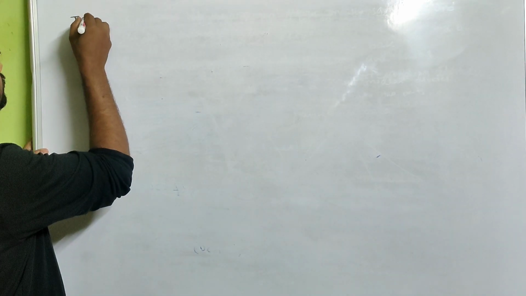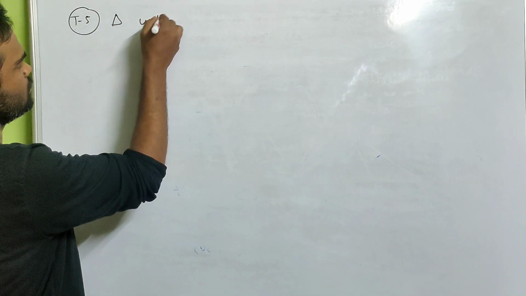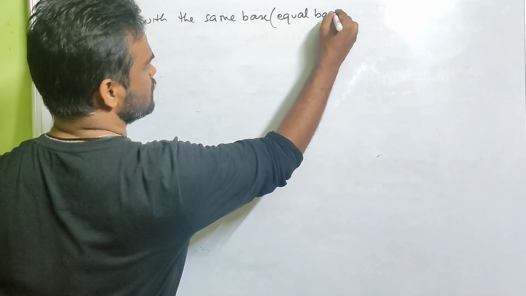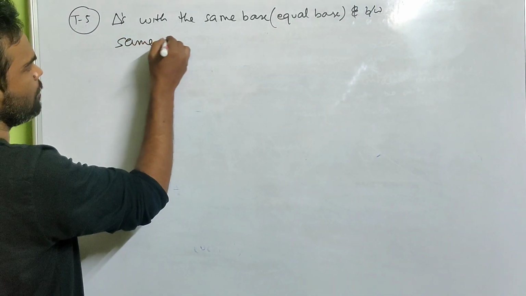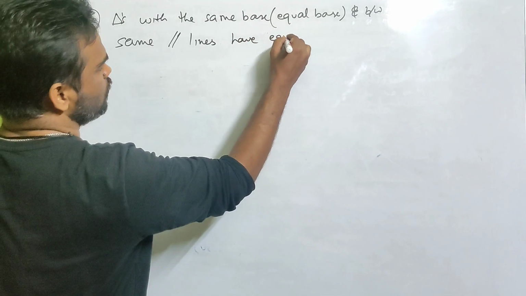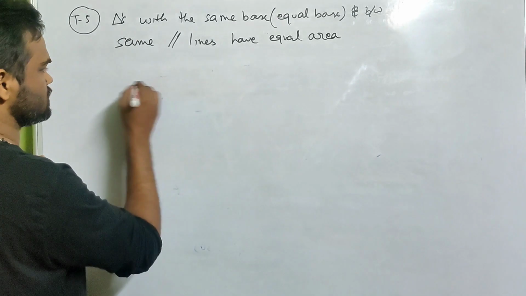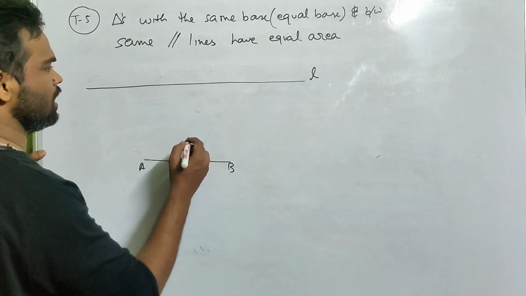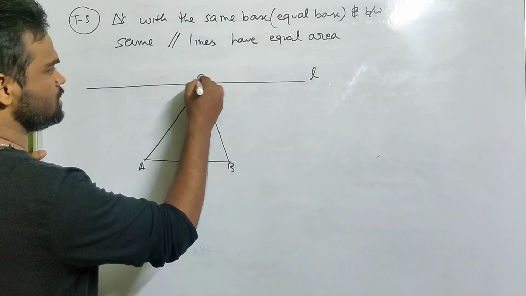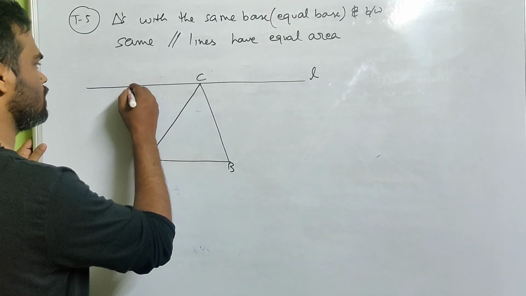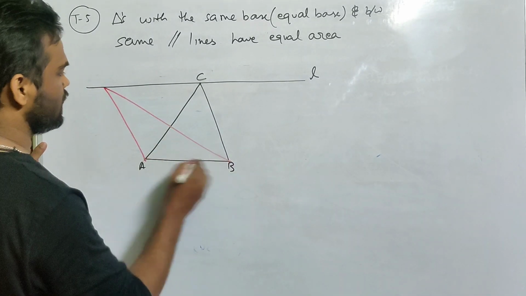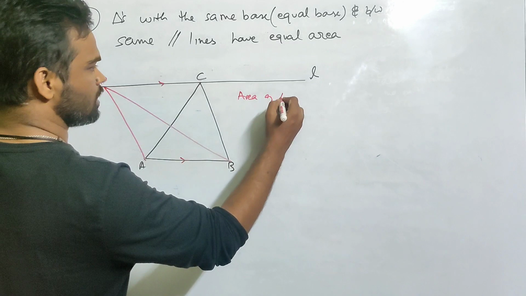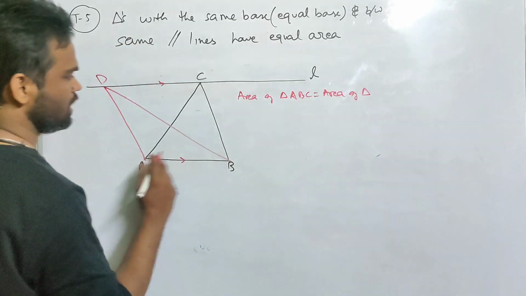Now let us look at the next theorem, that is triangles with the same base or equal base and between same parallel lines have equal area. What do I mean by this? Suppose this AB is parallel to this line L, and with base AB I draw a triangle ABC, and with the same base AB I draw another triangle ABD. Okay, this is parallel to this. Then area of triangle ABC will be equal to area of triangle ABD.